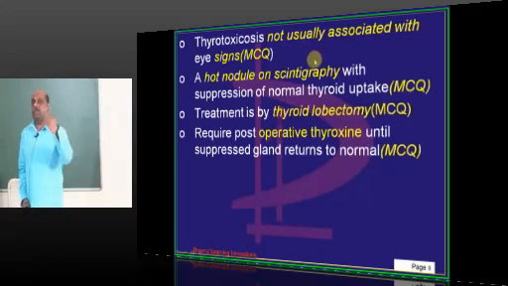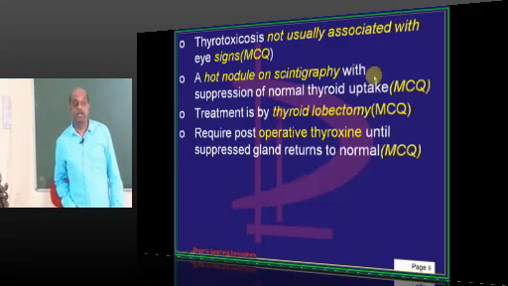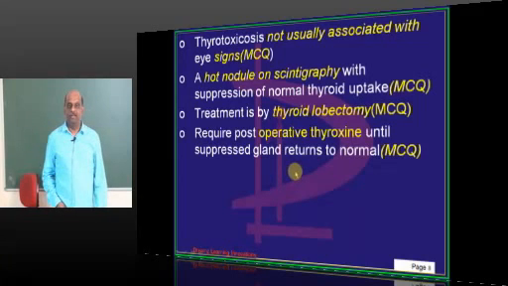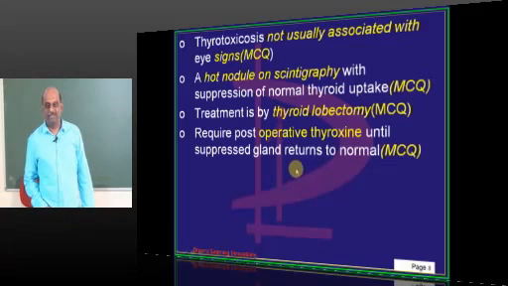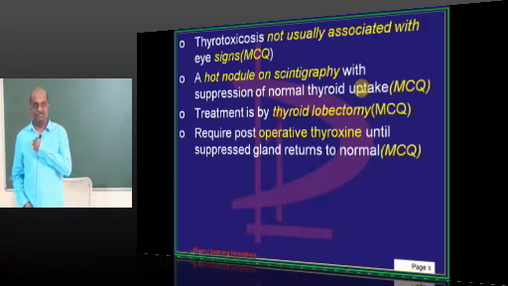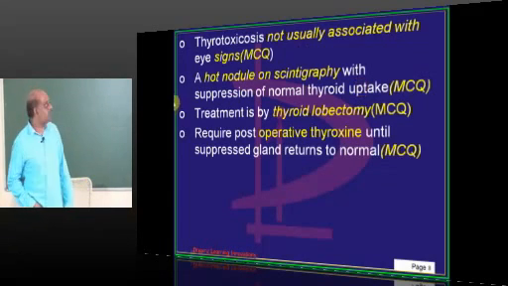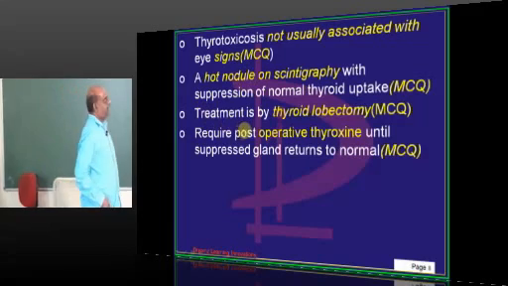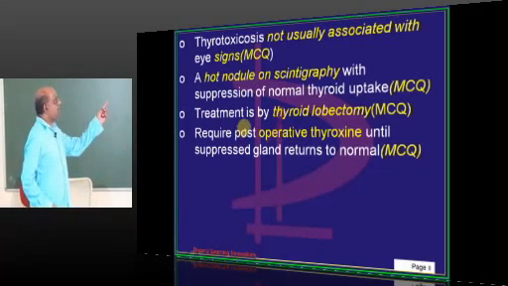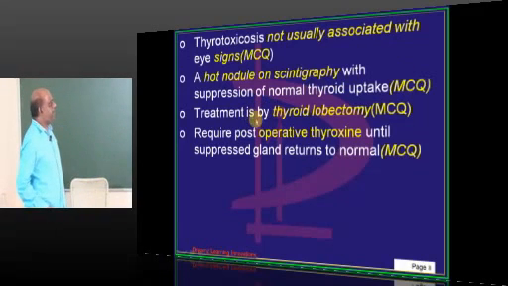If it is a thyrotoxicosis due to Graves, what is a characteristic feature? Eye signs. Without eye signs, you can't call it Graves. But thyrotoxicosis due to toxic adenoma doesn't occur with eye signs, is what you need to appreciate. A toxic adenoma presents like a hot nodule on the scintigraphy.